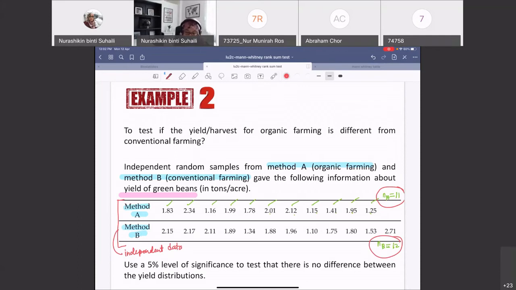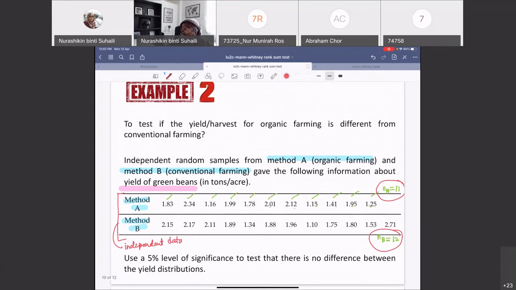Back to this problem. From here, you can see that the sample size is 11 and 12. One of the things when you analyze the data, let's say you want to apply it in your research, you see the data is less than 25, so obviously you know that this type of data is non-parametric data. And also just now you see that they are not similar in terms of sample size, so they are independent data. So that's how you analyze the data before you go into the test. So this is non-parametric, independent data.